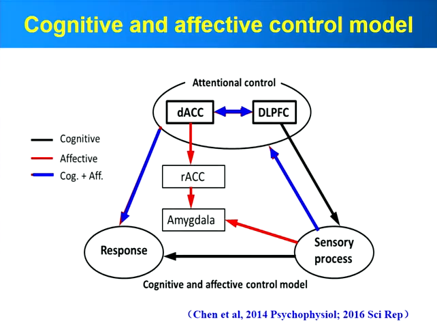Above all the research we have done, we can describe a cognitive and affective control model. From here, we can say that the black line stands for cognitive control. On the basis of it, we added the red line, which stands for affective control, and the blue one, cognitive and emotional control.